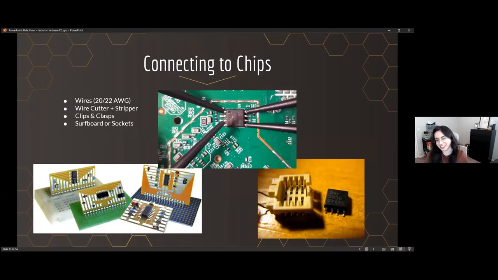Okay, so connecting to the chip. So you found the chip. We found the chip that we were interested in for the TP-Link. It's the flash right there.